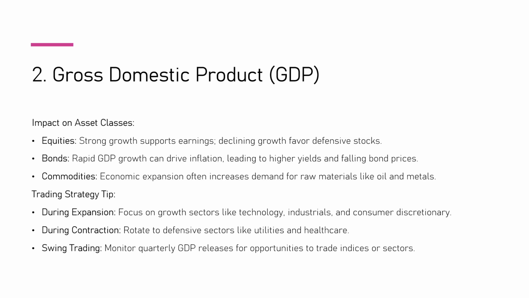Strong GDP growth supports equities, favoring growth sectors like technology and consumer discretionary, while declining growth shifts focus to defensive stocks such as utilities and healthcare. In the bond market, rapid GDP expansion can drive inflation, leading to higher yields and lower bond prices. Traders can use GDP trends to adjust their positions, focusing on growth sectors during expansion and rotating to safer assets during economic contractions. Additionally, swing traders can capitalize on quarterly GDP releases to trade indices and sector-based opportunities.